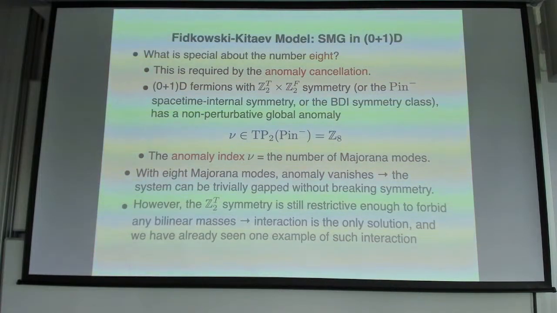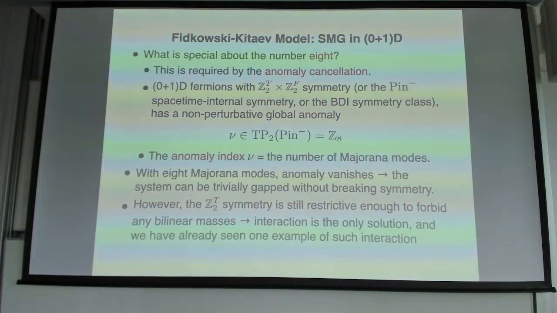So with these symmetry requirements, these are just different ways of speaking of the same symmetry. There is a non-perturbative global anomaly, which is Z8 classified. Let me explain this notation. This is the symmetry group, and this TP stands for topological phase, and 2 means 2 dimensions. So you put the symmetry group and consider all the topological phases in 2 dimensions that respect this symmetry. That actually classifies the anomaly on the boundary of these topological phases, which gives you the anomaly classification in this 1-dimensional system. So your anomaly index must belong to this classification.